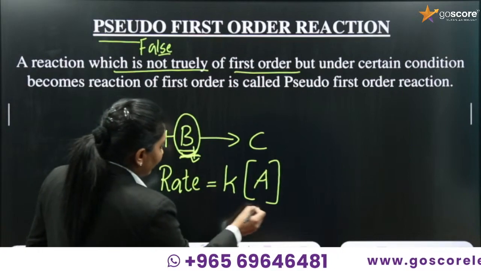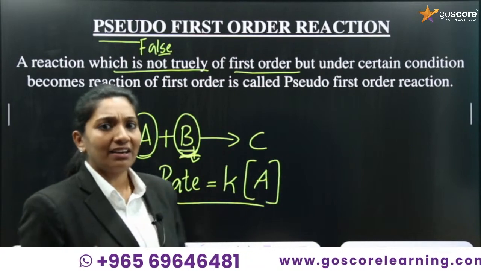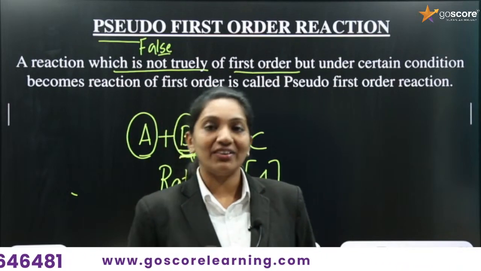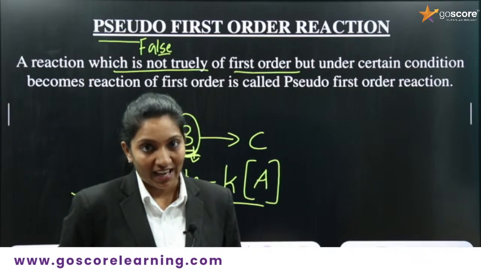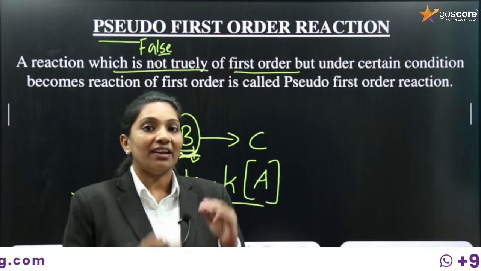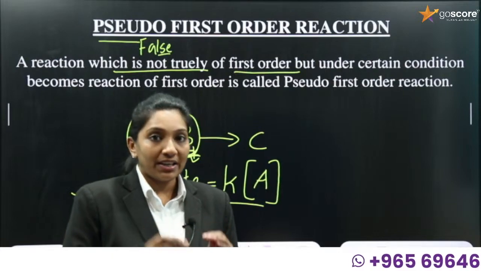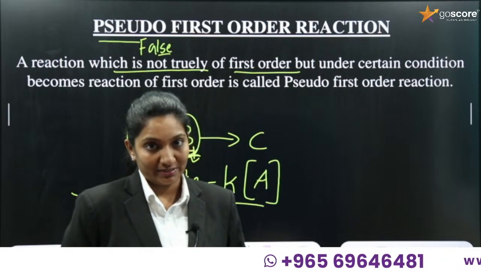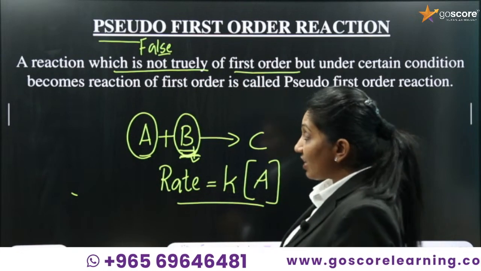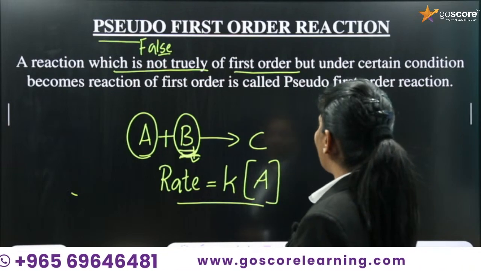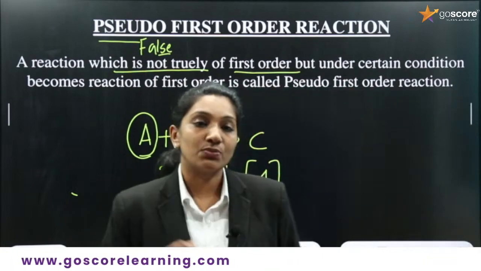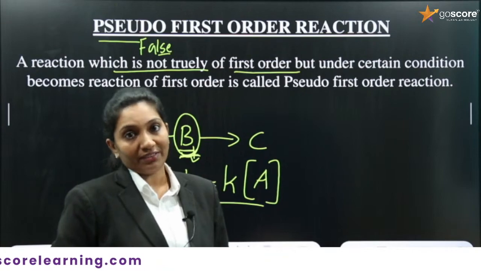So here, when you see the equation, we may think that it follows a higher order, but actually it follows first order. That's why we call it a pseudo first order reaction. It's due to the excess quantity of one of the reactants, so its change in concentration will be very negligible compared to the main reactant. Now you have the concept clear. What do we mean by a pseudo first order reaction? A reaction which is not truly of first order, but under certain conditions becomes a reaction of first order. That is what we call pseudo first order reactions.